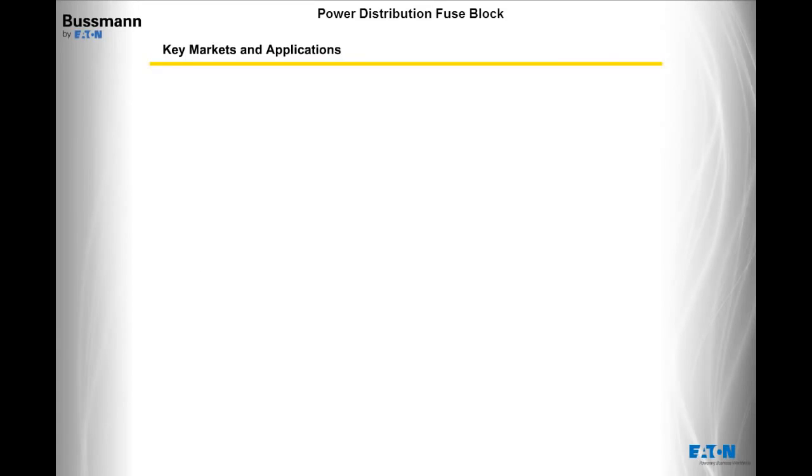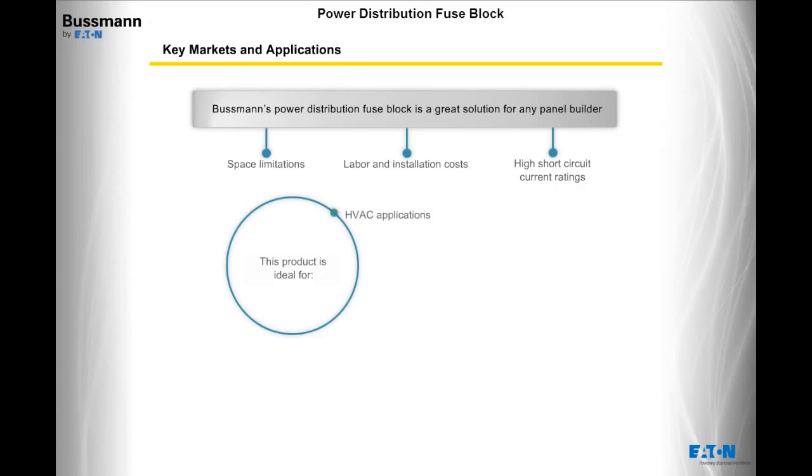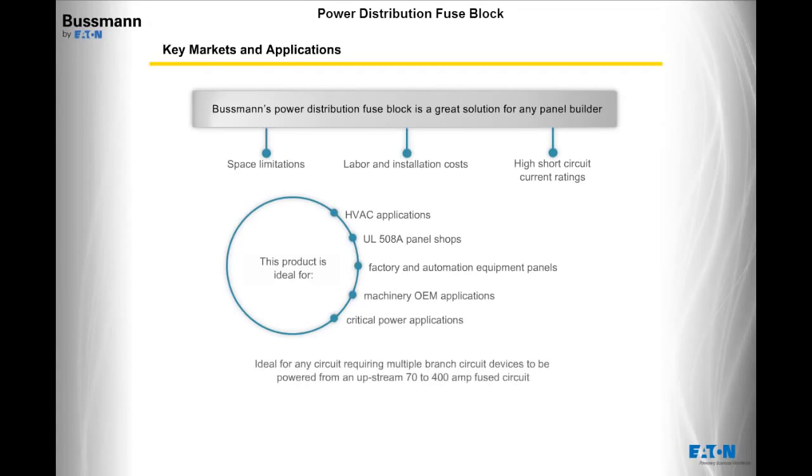Bussmann's power distribution fuse block is a great solution for any panel builder where space limitations, labor and installation costs, and high short-circuit current ratings are a concern. More specifically, this product is ideal for HVAC applications, UL508A panel shops, factory and automation equipment panels, machinery OEM applications, and critical power applications. This solution is ideal for any circuit requiring multiple branch circuit devices to be powered from an upstream 70 to 400 amp fused circuit.